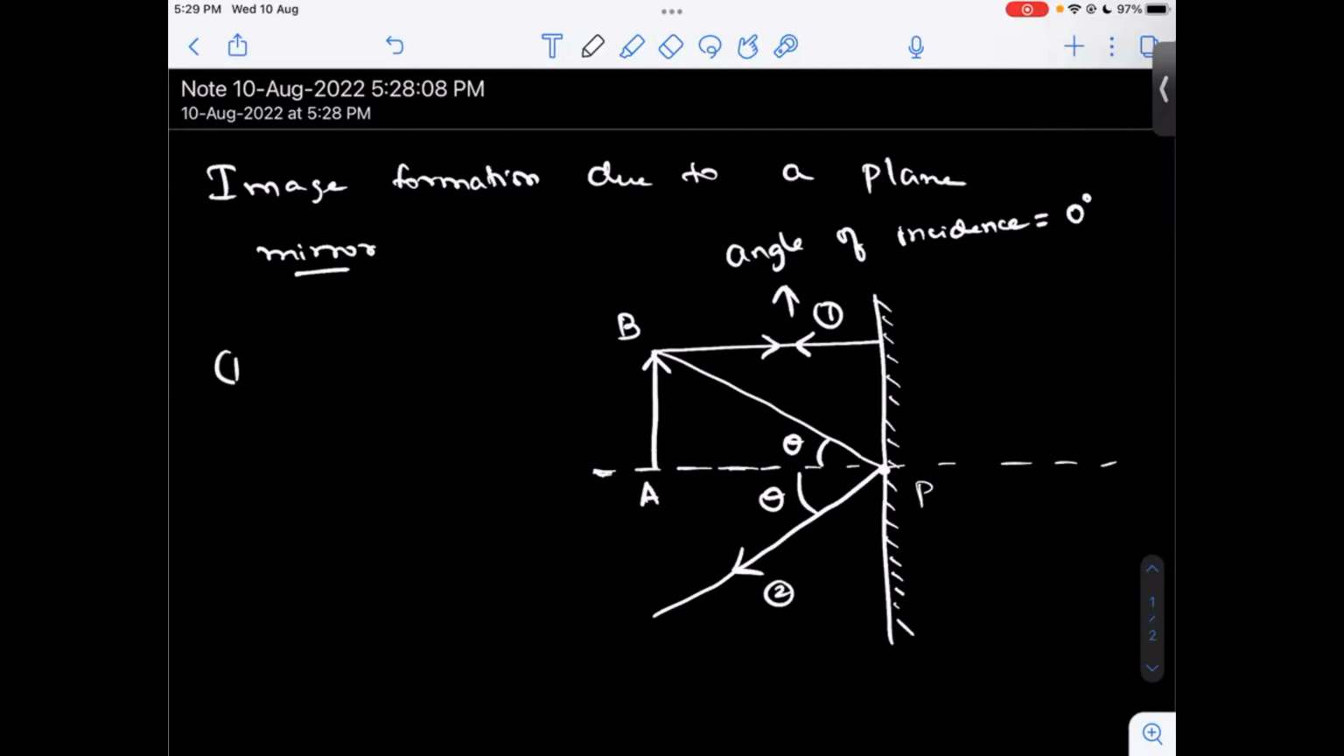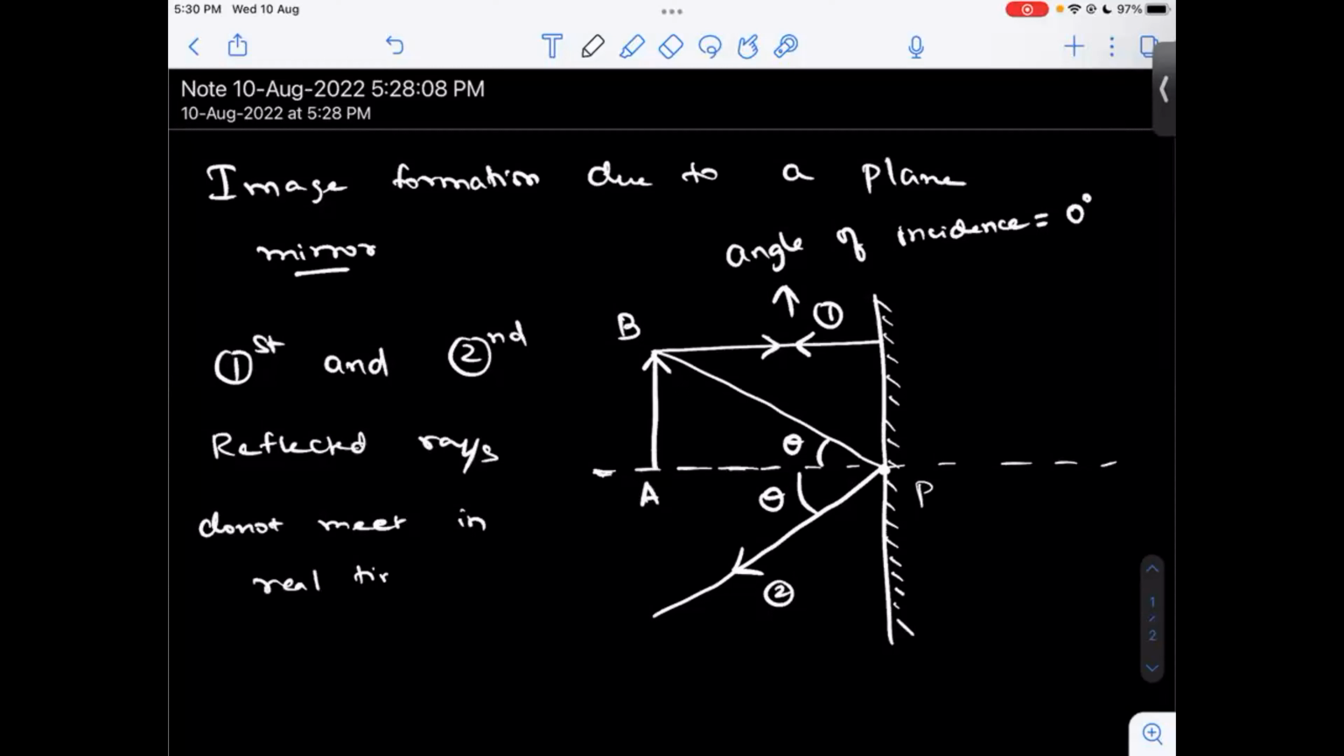We are clear that the first and second reflected rays do not meet in real time. So what are we supposed to do to them? You extend them in the backward direction so that you get a virtual image, which is A dash B dash, right?